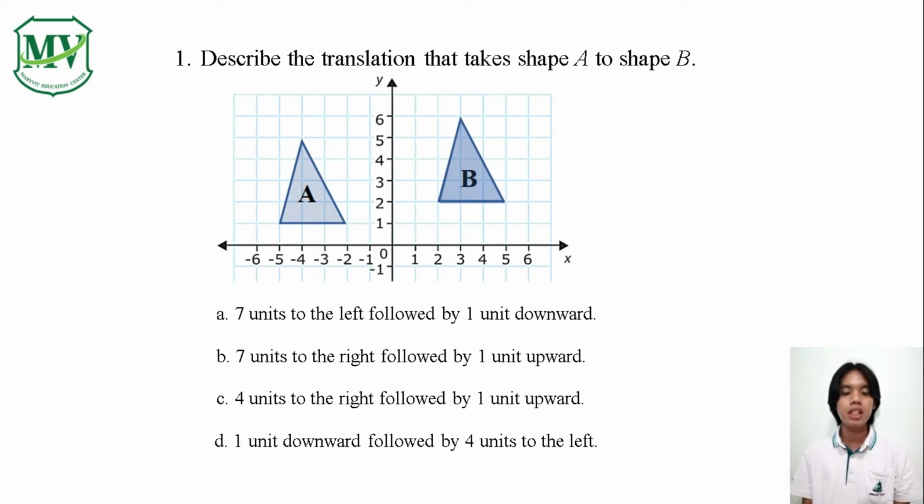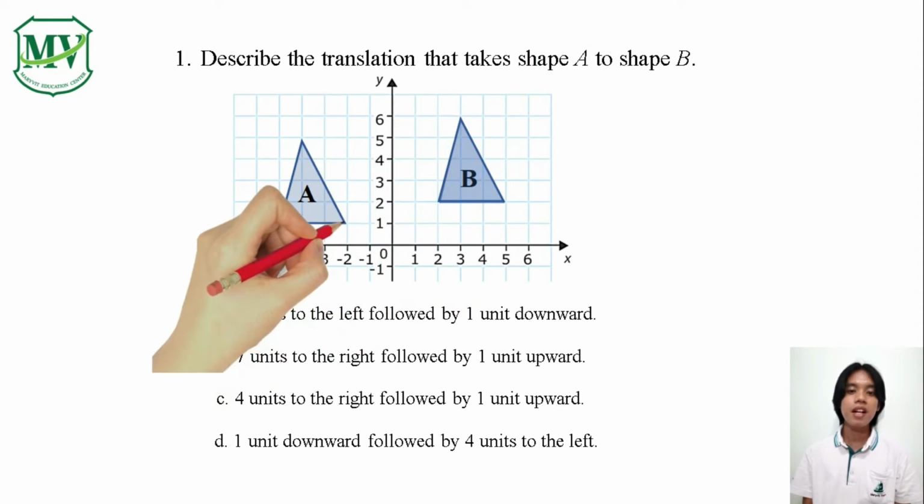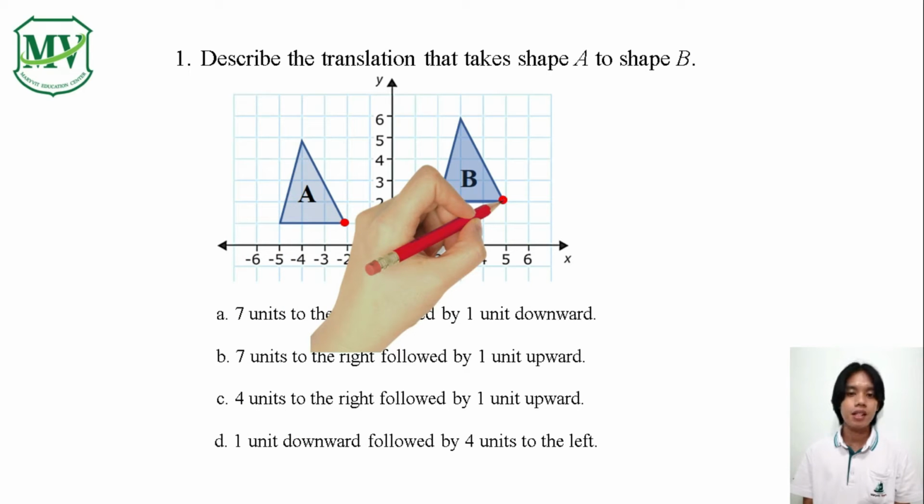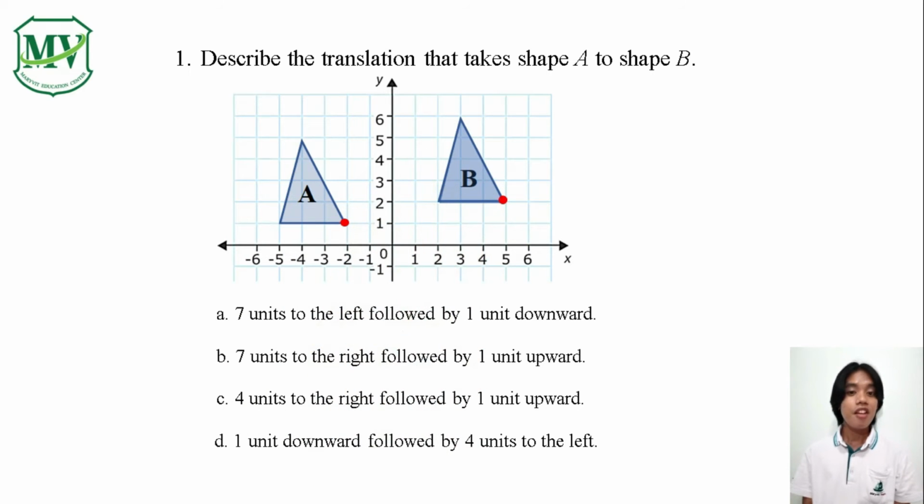Remember that as a rule in translation, we state first the horizontal movements, followed by the vertical movements. To work this out, we'll look at one corner on shape A and look at the corresponding corner on shape B. So if I take this bottom corner here, the corresponding corner in triangle B is going to be this. Then we are going to see how far that corner has moved.